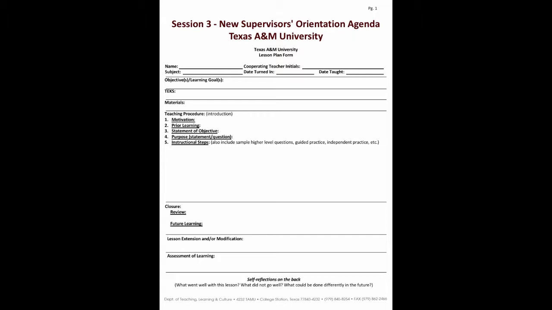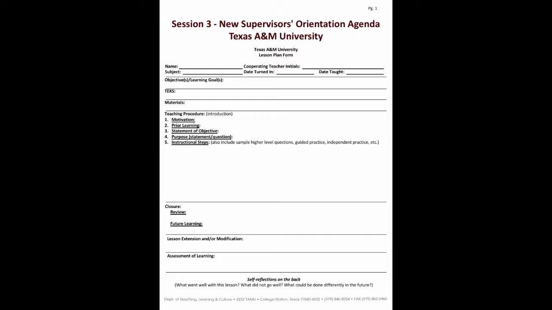Now let's take a look at the first slide. Find page 20 in the handbook. This is an example of a blank lesson plan form just like the one on this slide. It has all the components that clinical teachers are to address as they prepare their lesson plans. I send this lesson plan form to my clinical teachers electronically so that they have a template to work from as they prepare their lesson plans.